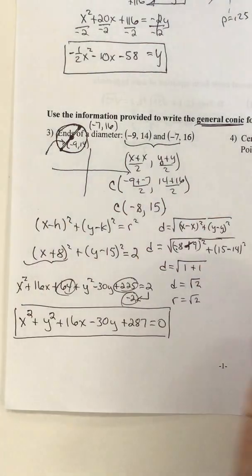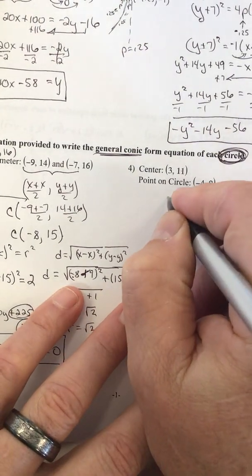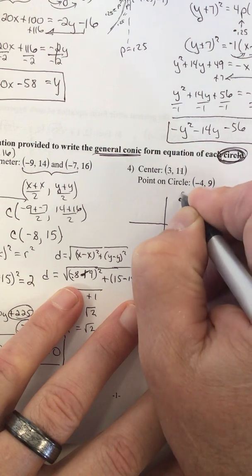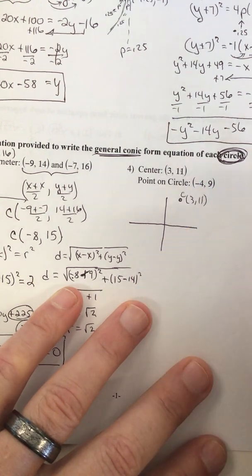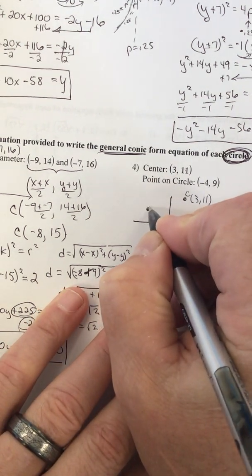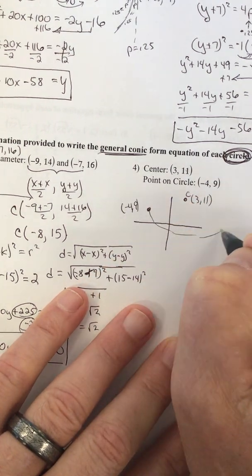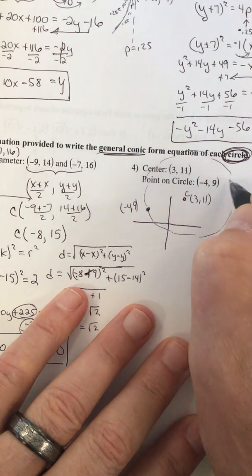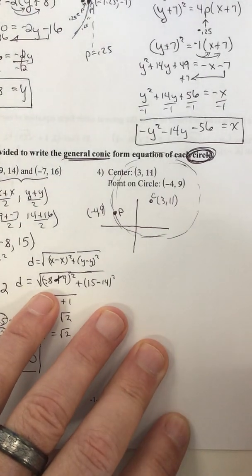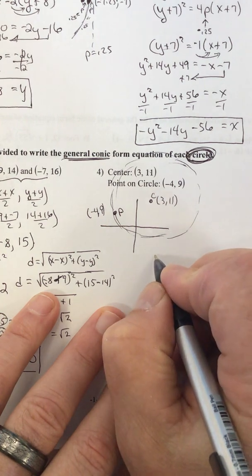Okay, number 4. Now they're giving us the center. Well, I'm going to draw it anyway. Over 3, up 11. So there's my center at (3, 11). And then some random point on the circle is at (-4, 9). So it must look something like this: the center and some random point. Well, the center, that's already half done.